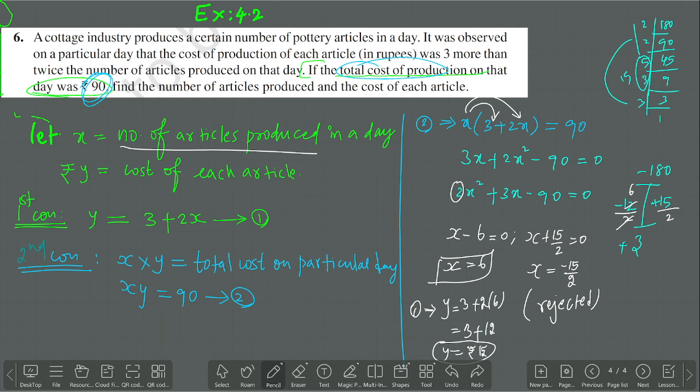Okay, this is correct. Then if you want to write it in words: the number of articles is 6 and the cost of each article is 15. Like that you should give your final answer. Can you do this? Right, okay.